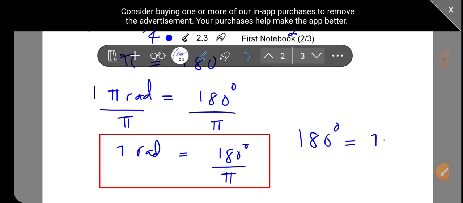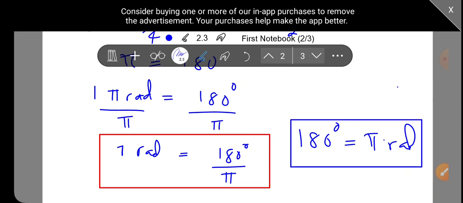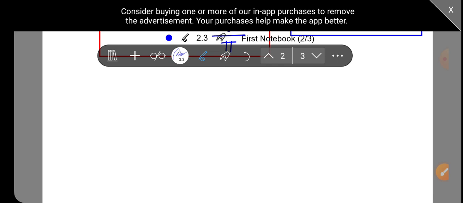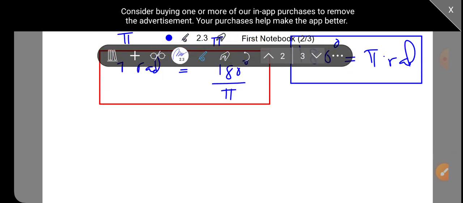We can remove that 1 pi rad. You can see pi rad. So here you can divide both sides by 180, but for now let's just leave it there. Okay, so let's now do some of the examples. Of course here you can also proceed by dividing. Okay, anyway, I already did. Okay, let's have now examples.